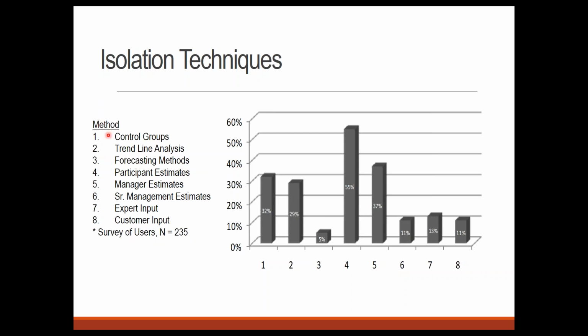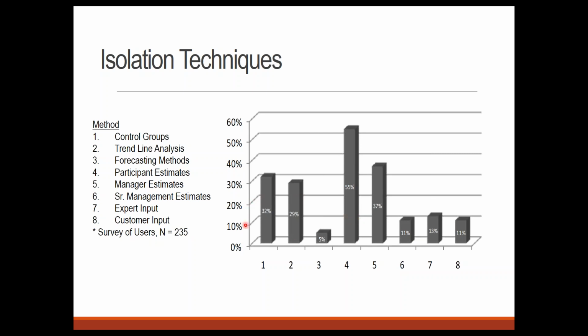And in fact, what you see on the screen are results of one of our previous benchmarking studies from our users. And you see that only about 32% actually use control group design when they're isolating the effects of the program. The majority use the estimation process, and they do that because, not that it's more reliable, because a true experiment is your gold standard, but estimates are sometimes the only way to get to this isolation question. And they are also good backups to the other techniques.